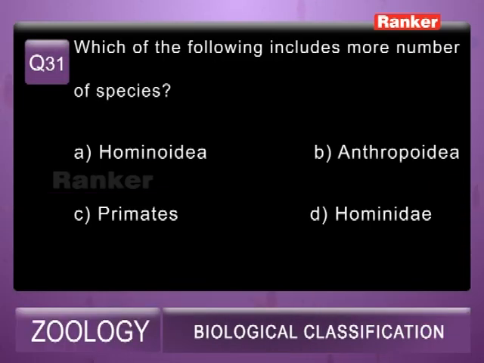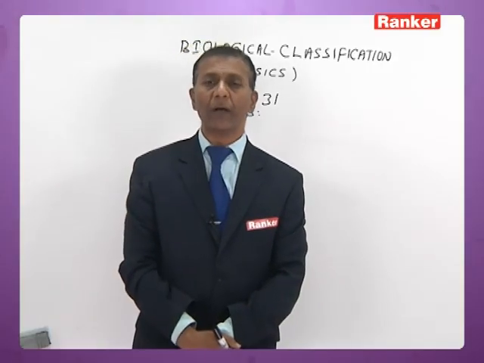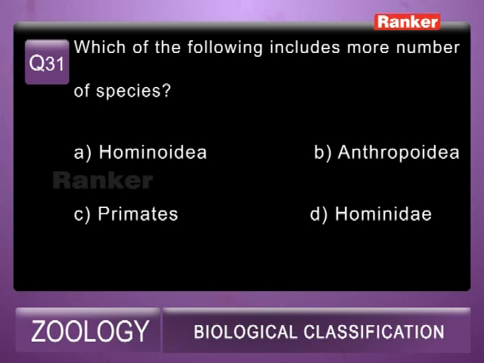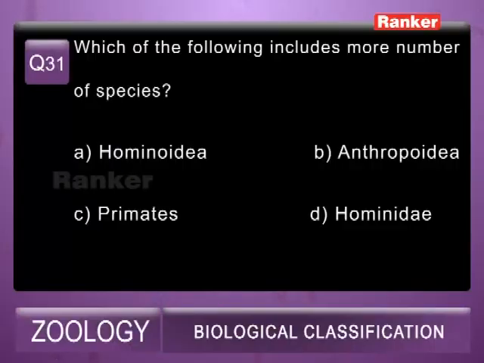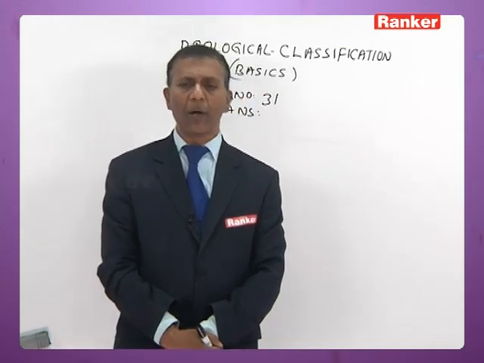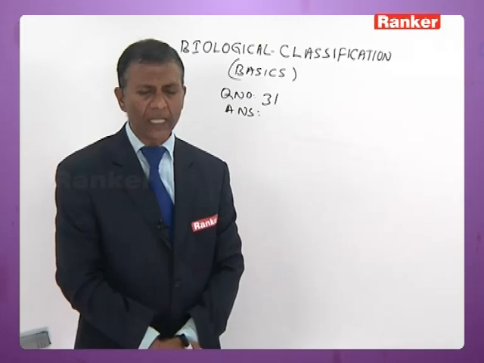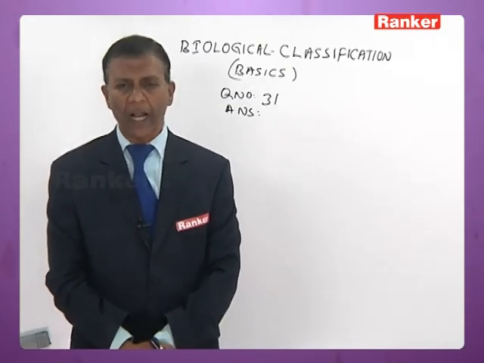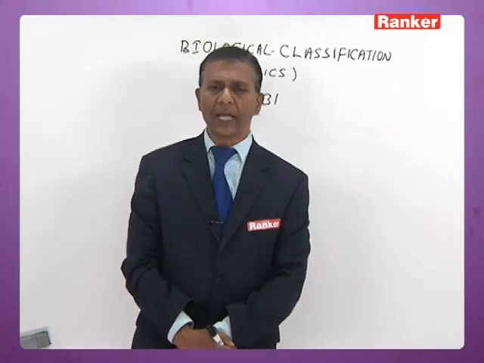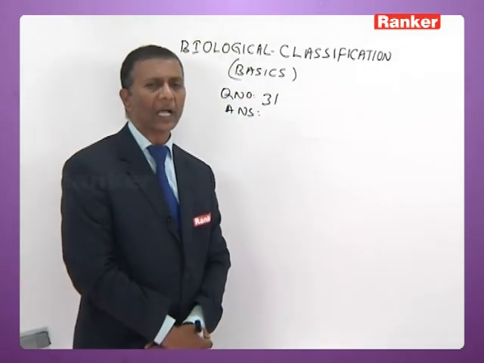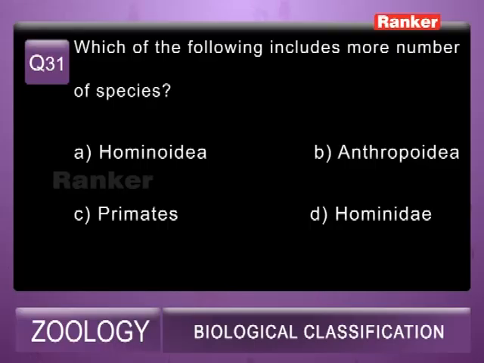Question number 31. Which of the following includes more number of species? A. Hominoidea, it is a superfamily. B. Anthropoidea, it is a suborder. C. Primata, it is an order. D. Hominidae, it is a family. So among these, the most heterogeneous is the order, that is Primata. So order Primata, suborder Anthropoidea, superfamily Hominoidea and family Hominidae. So the correct option is C because it is the order Primata. So C is the correct option for question number 31.